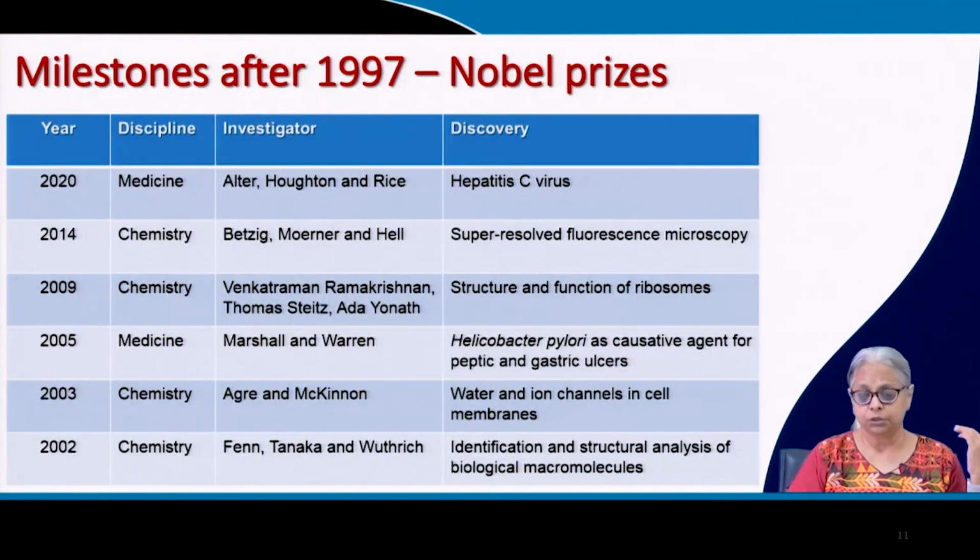I have a few more milestones after 1997, because the slide ended at 1997 with Prusiner and prions. Starting from the bottom, in 2002 the Nobel Prize for Chemistry was given to a group of scientists, Fenn, Tanaka and Wüthrich, for identifying and understanding the structural behavior of biological macromolecules. In 2003, we have Agre and MacKinnon, who demonstrated the presence of water and ion channels in cell membranes.